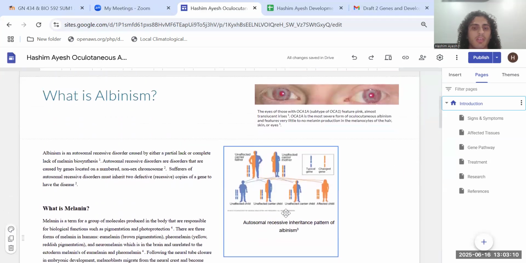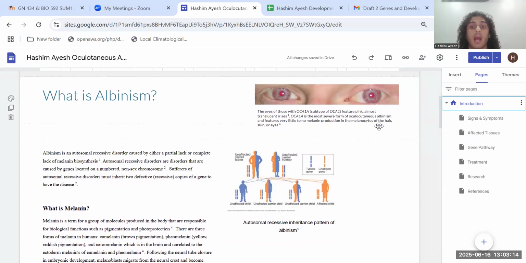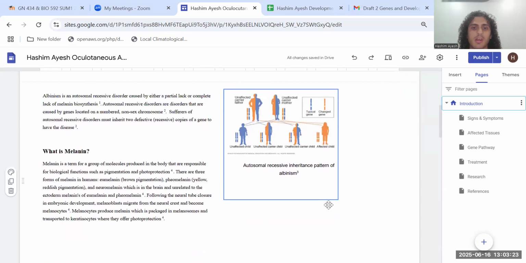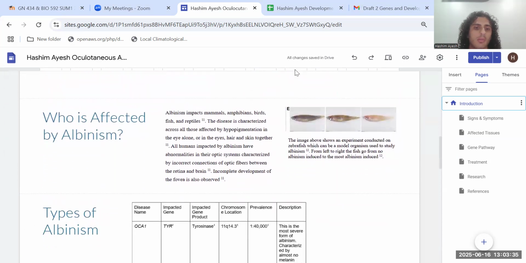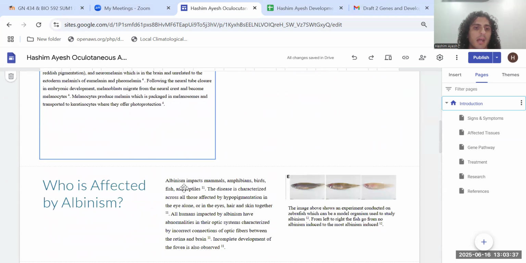Started out here just talking about what albinism is. I picked an image of a guy with transluminescent irises. I think it's pretty catchy, kind of draws you in. If you're not aware of what that is, it might pique your curiosity. As well as a little diagram of the heritability pattern of albinism. It is an autosomal recessive inheritance pattern. And talked a bit about who's affected by it and the different types.